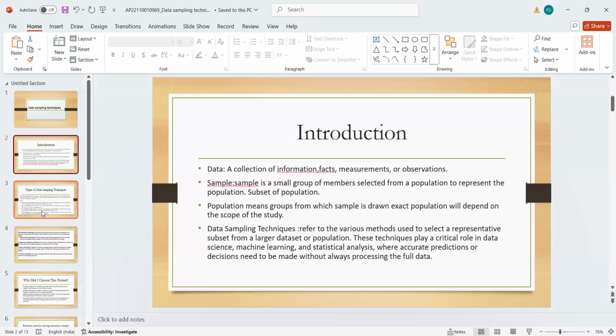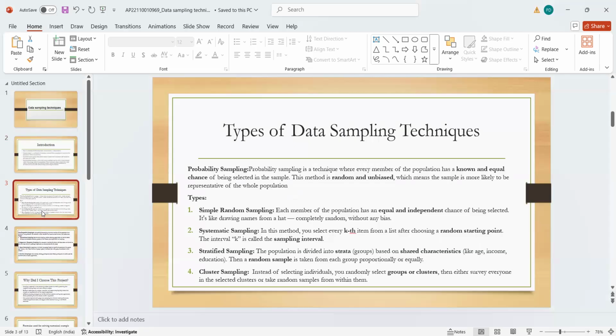Types of data sampling techniques. Two types: probability sampling technique and non-probability sampling technique. Probability sampling is a technique where every member of the population has a known and equal chance of being selected in the sample. This method is random and unbiased, which means the sample is more likely to be representative of the whole population. Types: simple random sampling, systematic sampling, stratified sampling, cluster sampling.